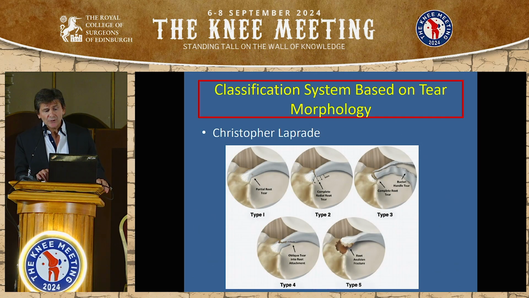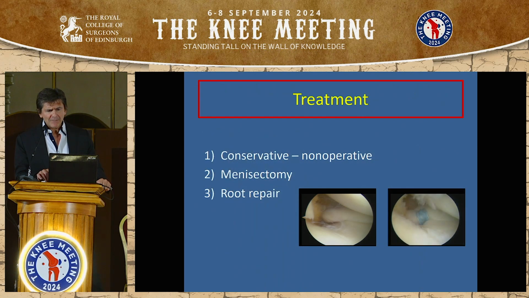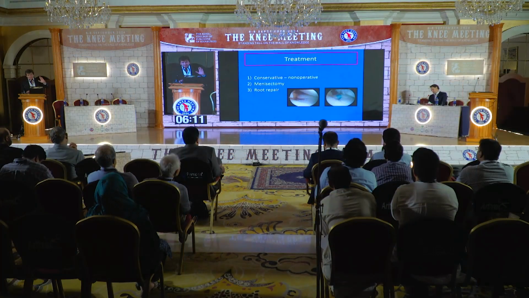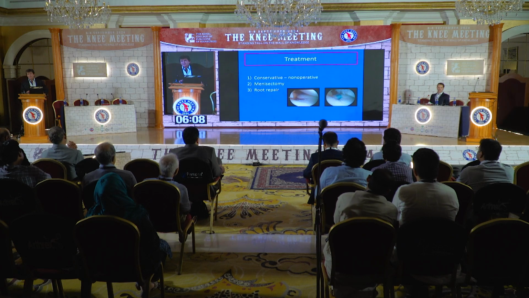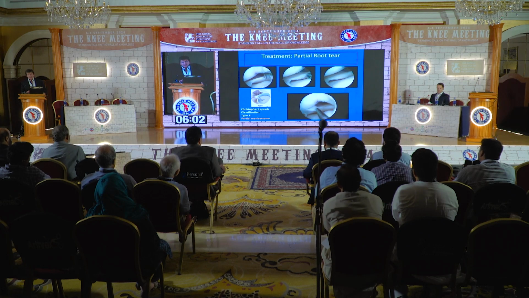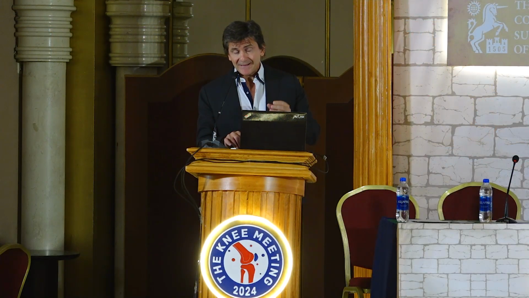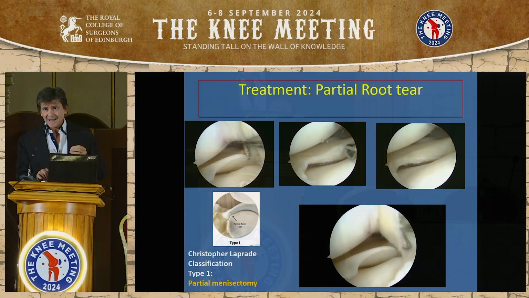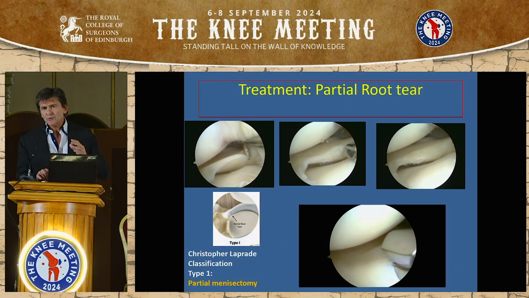I use the classification of LaPrade in order to see the stage, the grade of the injury, and in terms of the classification, we will develop the treatment. Basically, there are 5 stages, 5 types of root injury. When we face the treatment, we have 3 options: conservative non-operative treatment, meniscectomy, and root repair. The classification is very important. The definitive treatment we will decide in the surgery, because sometimes the MRI is not so clear.